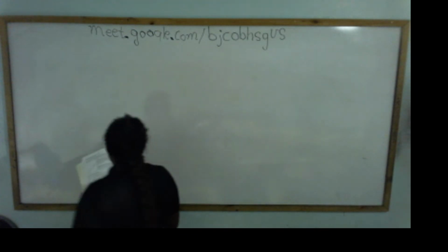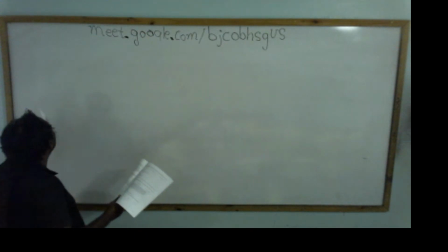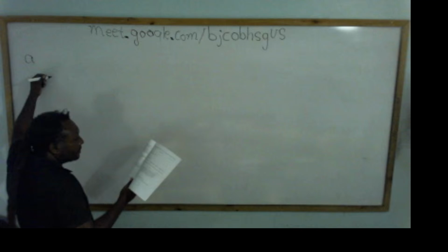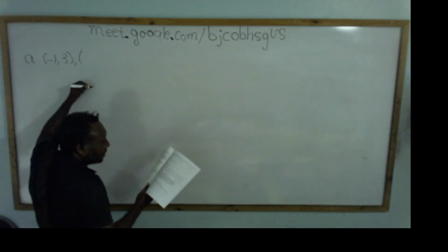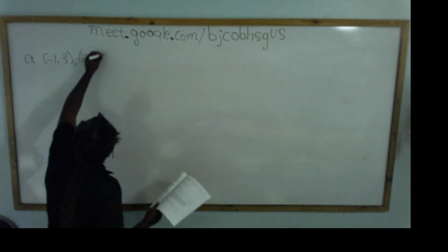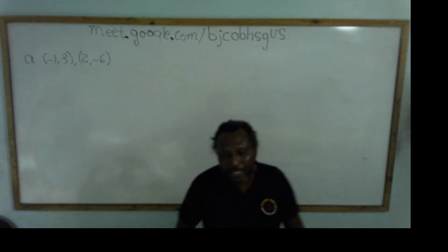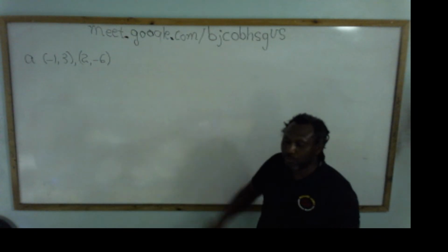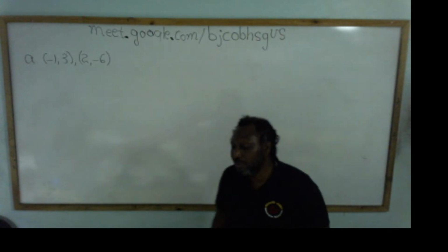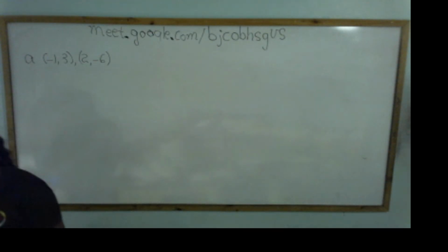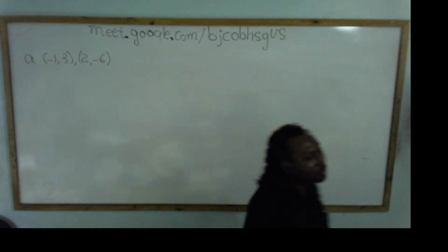Right. So for exercise 3D, we have A. This one is done for you in the book, but I'm going to do it so that I can explain it to you. 2, -6. What we need to do with those 2 points is determine the equation of the straight line that passes through those 2 points.